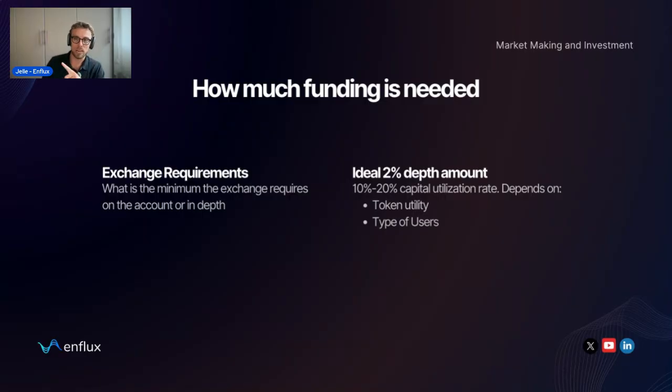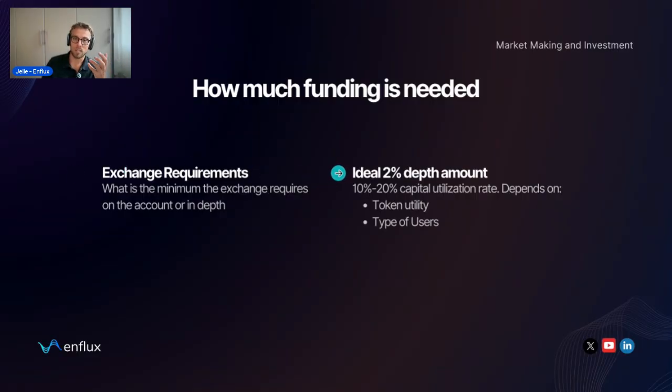A slide that we had before in the previous webinar: how much funding is needed actually? How many dollars do you need on the account? A lot of it has to do with exchange requirements. So if the exchange says you need 5K on the book and we need $30K on the account, then that's what you need minimally.